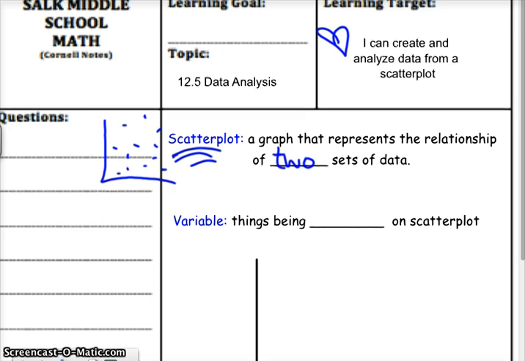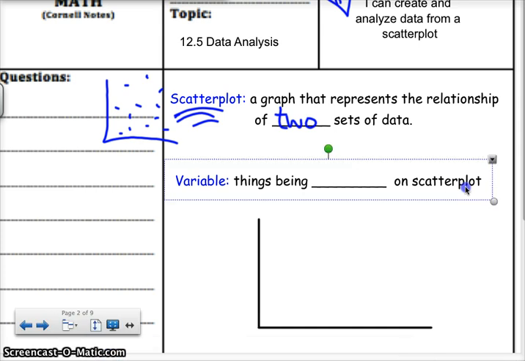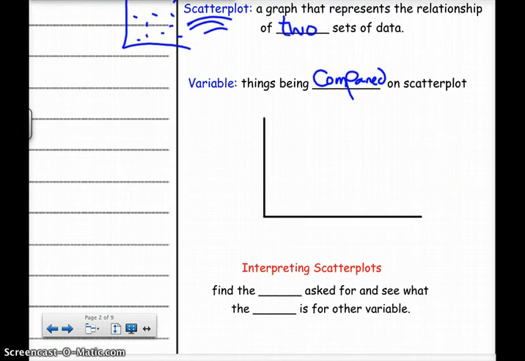Variables are things being compared on a scatter plot. An example that I will give would be maybe I want a relationship between the amount of money and total bills, pretending you're an adult.